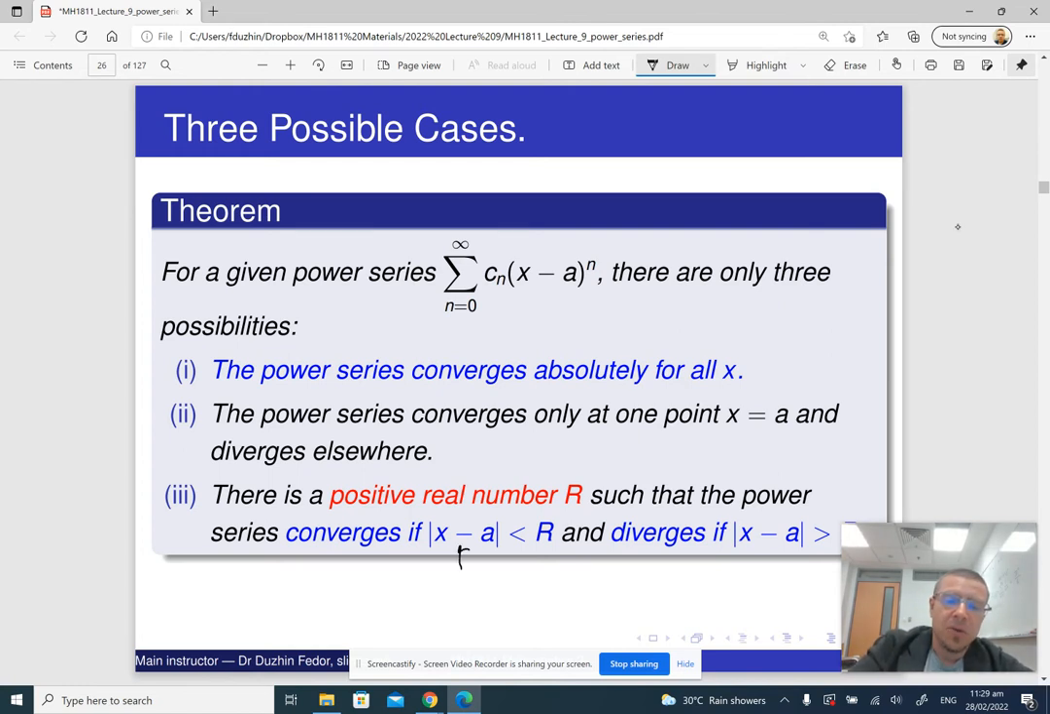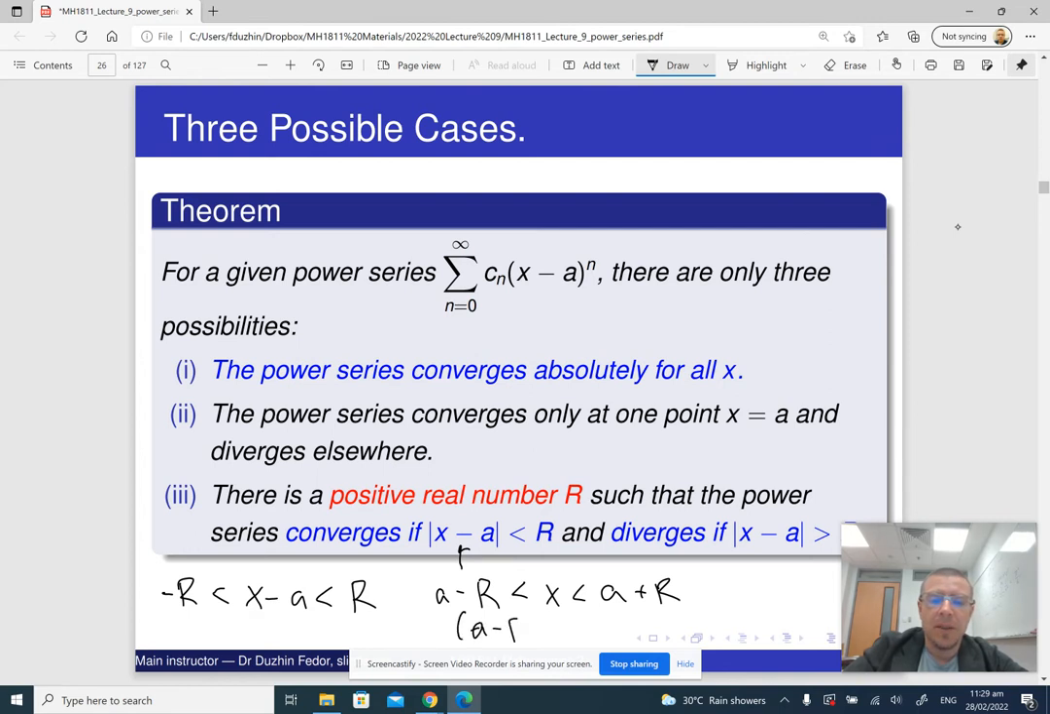So in other words, what does this mean? It converges if the absolute value of x minus a is less than r. It means that x minus a itself is less than r and bigger than negative r. So adding a to this, we get that a minus r is less than x, which is less than a plus r. So this is the interval from a minus r to a plus r, and it diverges if the absolute value of x minus a is bigger than r.